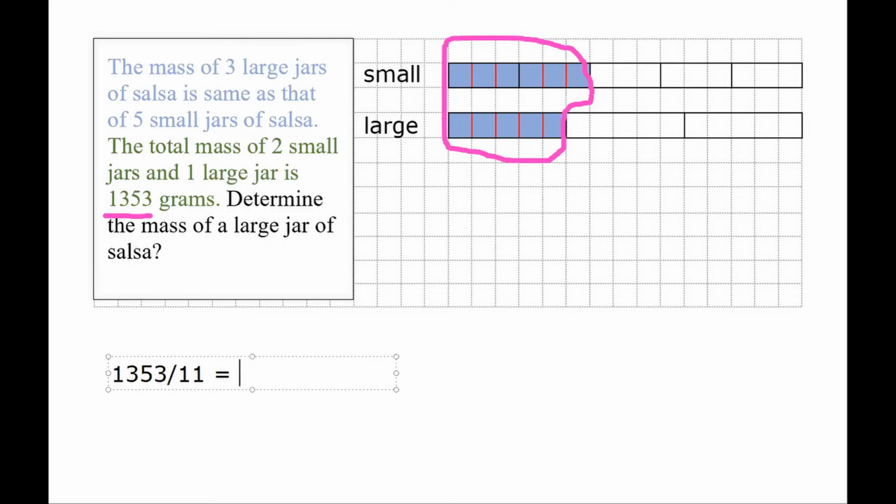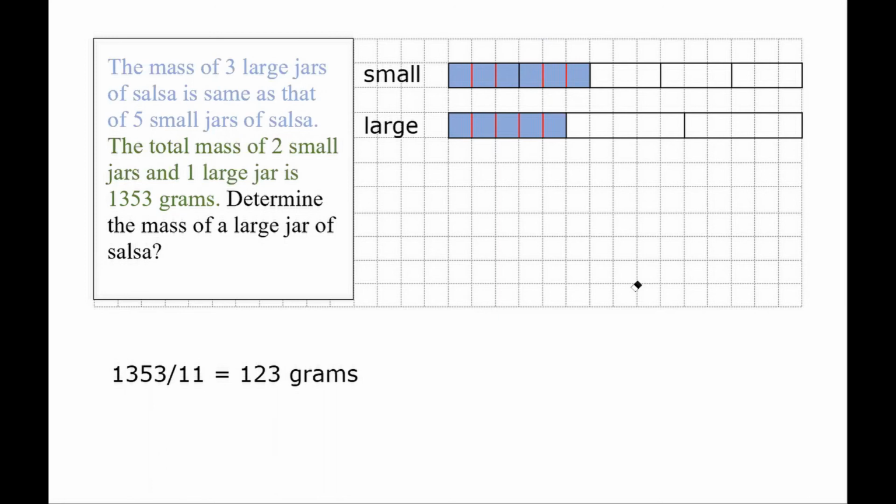and I will use my calculator. You can do it by hand if you want, and you probably should. I'm getting 123 grams. So this allows me to conclude each square is worth 123 grams, or the mass of each square is 123 grams.